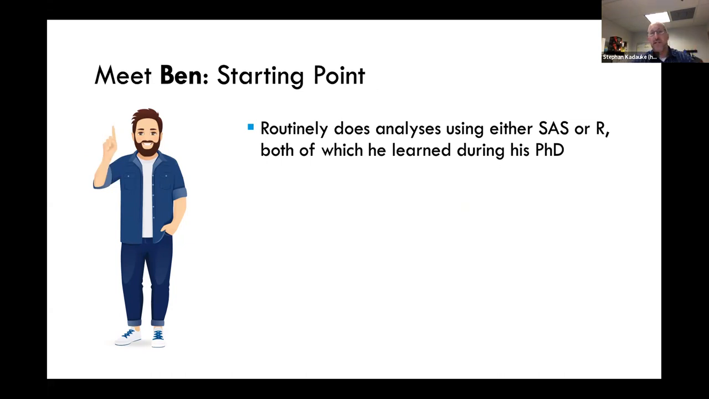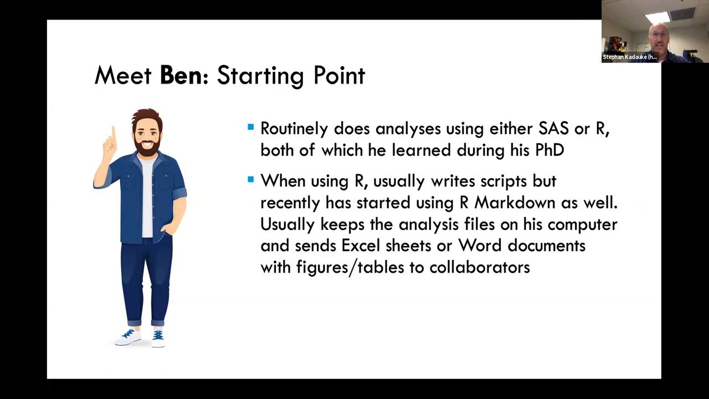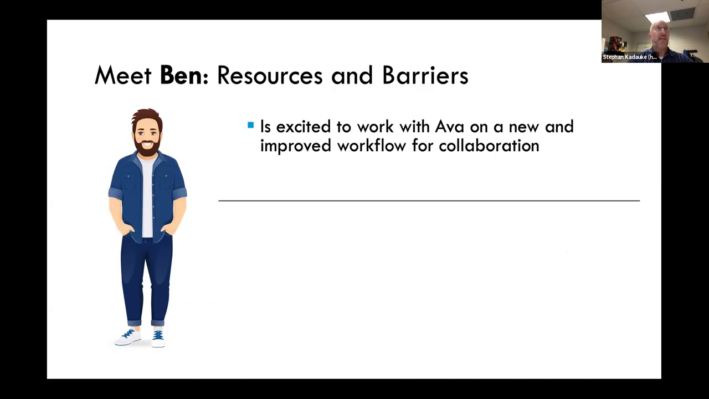So Ben is pretty solid with SAS and R, both of which he learned during his PhD. But when he used R, he usually wrote scripts, and he recently started using R Markdown as well. But usually he operates by the traditional workflow where people send him Excel sheets, and then he runs his analysis files, which he has on his computer in many project folders. And then he only sends Word documents or Excel sheets back to his collaborators, and they're usually not interested in this code. So Ben is excited to work with Ava on a new and improved workflow for collaboration. So that's a positive thing.